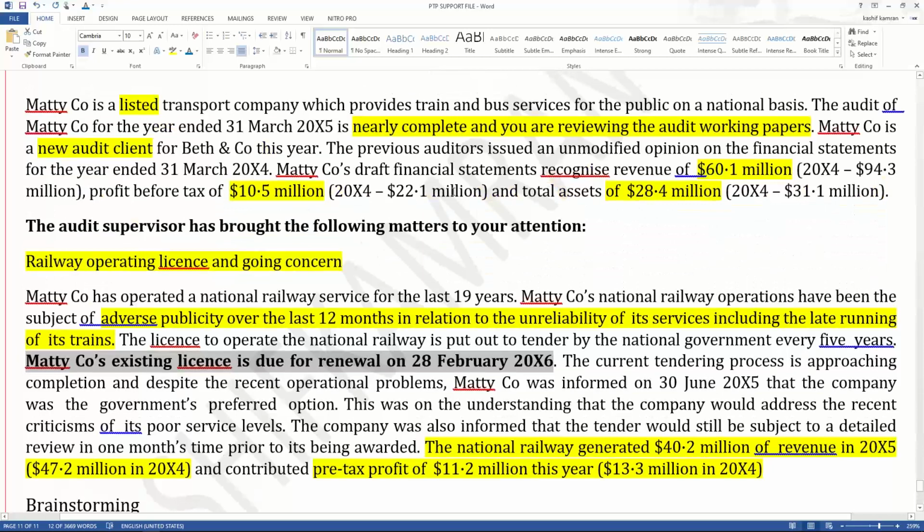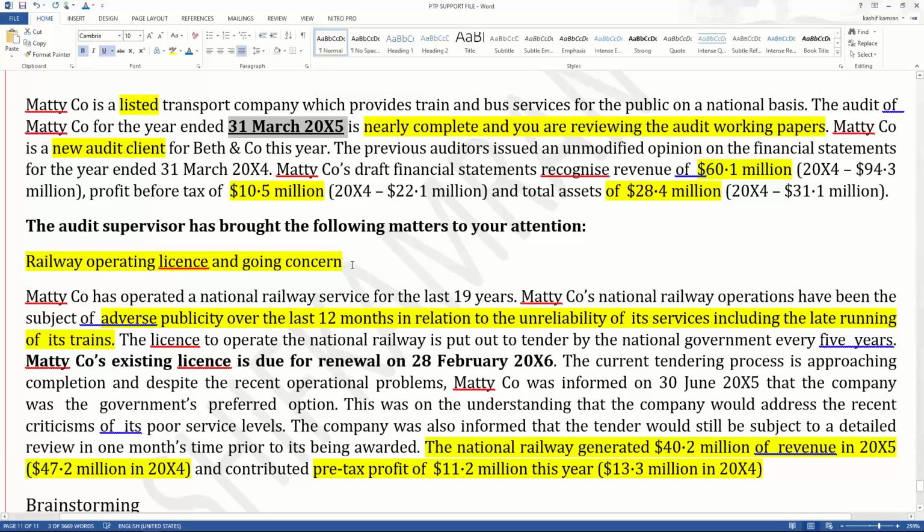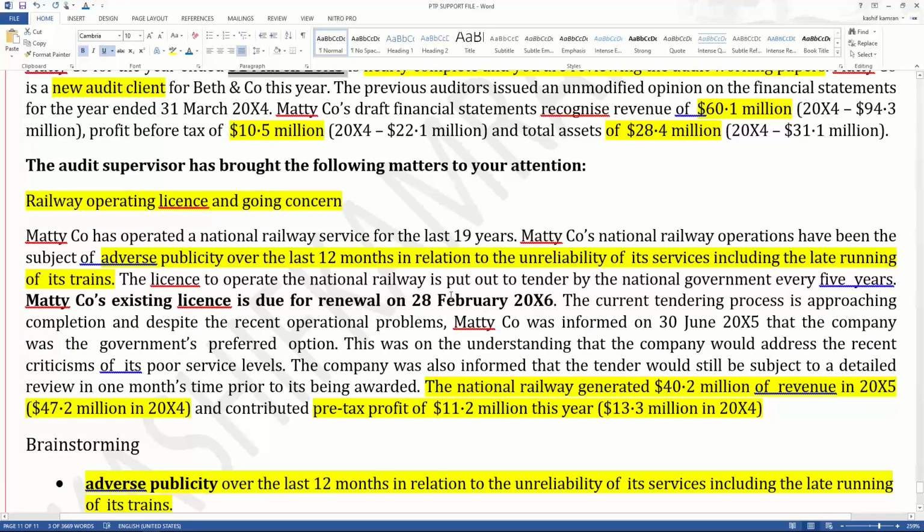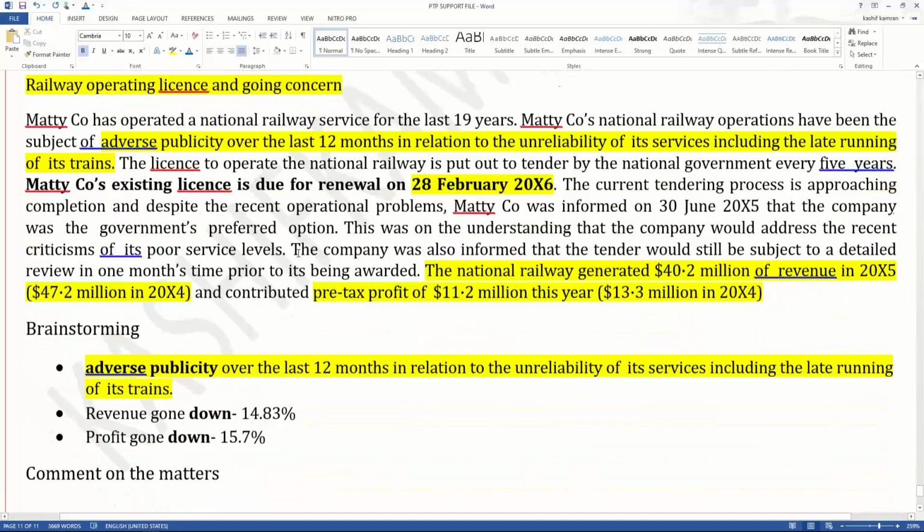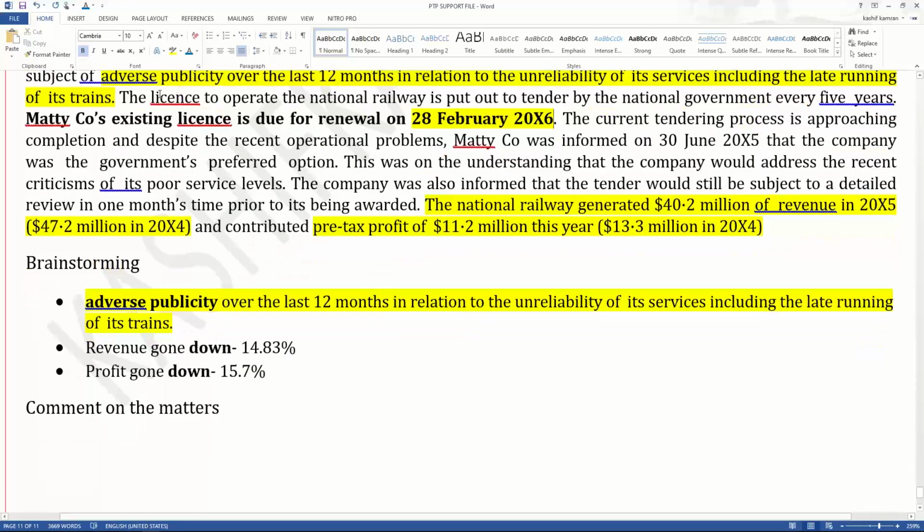The year end of the company was what? The year end of the company was 31st of March. So the license is due for renewal on the 28th of Feb 20x6. Is that within the definition of a foreseeable future? 12 months after the balance sheet date? Going concern, right? So when the auditor is evaluating the going concern, is the auditor evaluating the 12 months after the balance sheet date? Okay, so the license is due for renewal on the 28th of Feb. So let's write this next point. Existing license is due for renewal on 28th of Feb. Control C, Control V.